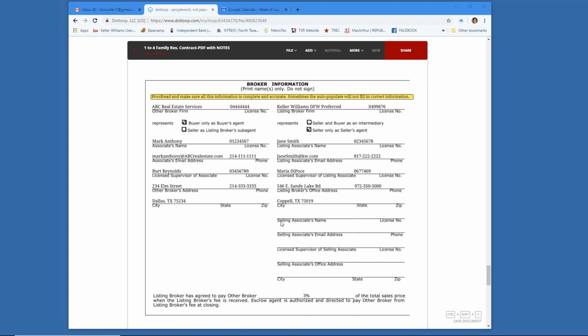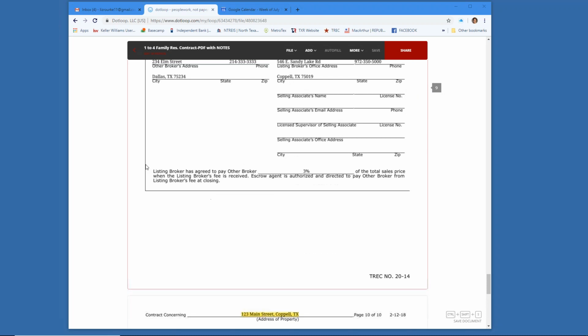And then down here would be the selling associate's name, who represented the buyer in the firm. If you represented the buyer and say Jane Smith represented the seller, there's Jane's information, there's Maria as our license supervisor, and then the selling associate's name, that would be you. And then you fill in your information. Okay, that's when you would use only this side, is if our office was the listing broker firm and we represented the buyer. Nothing would be over here because there's no other broker, right?